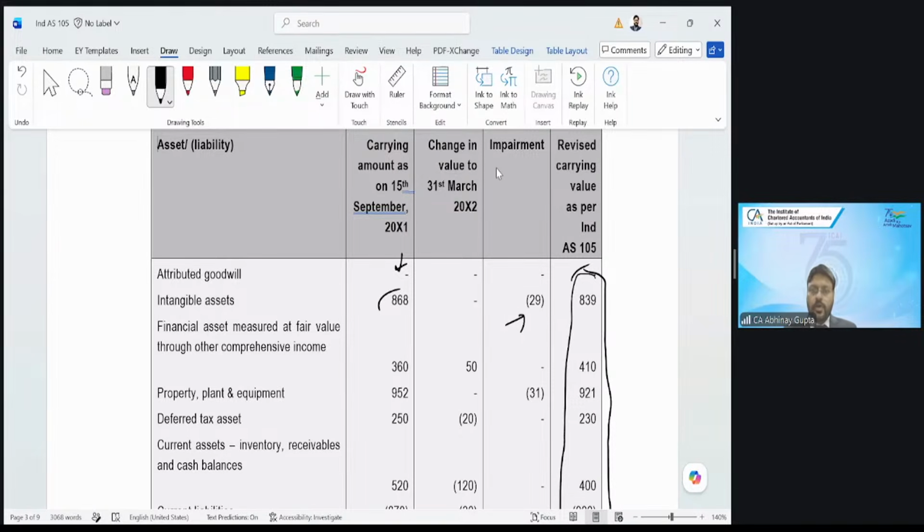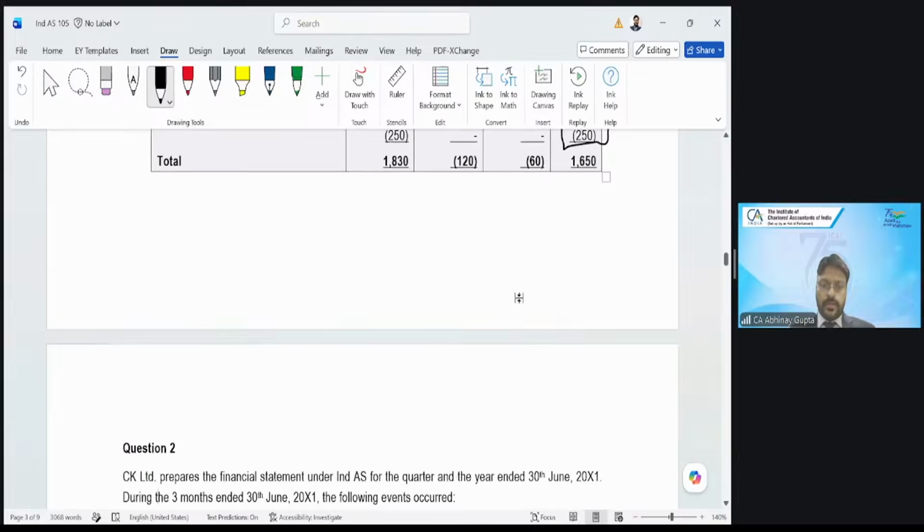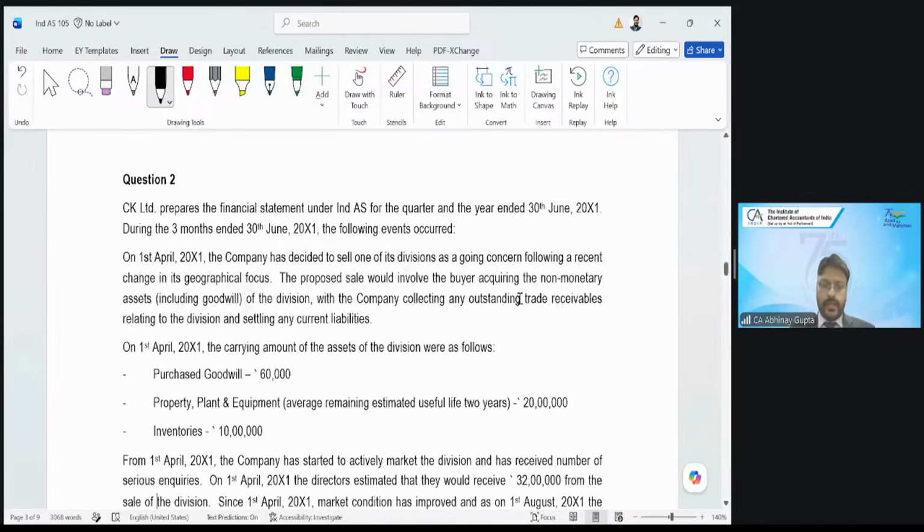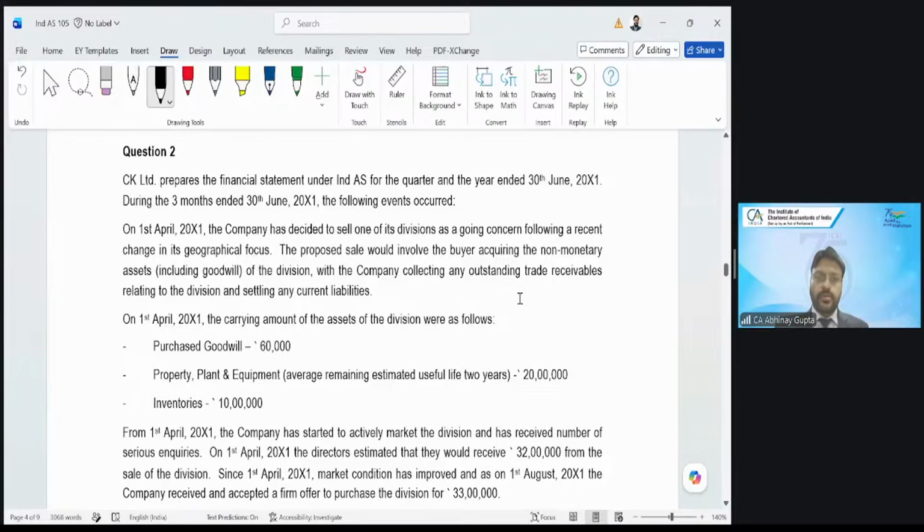Okay, so I hope the question and the learnings from this question are very clear to everybody, and everybody has noted them down for their future quick revision. So let's proceed to question number 2.